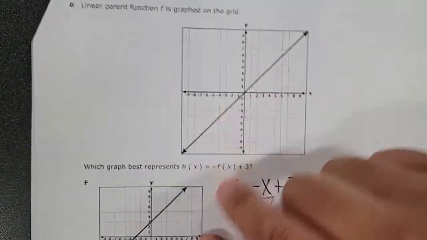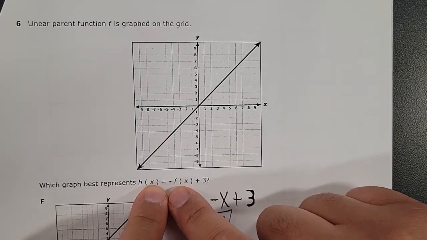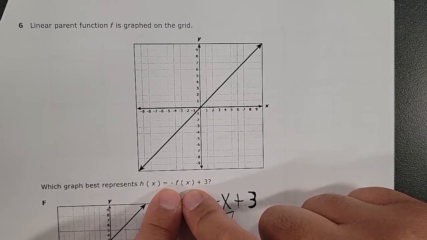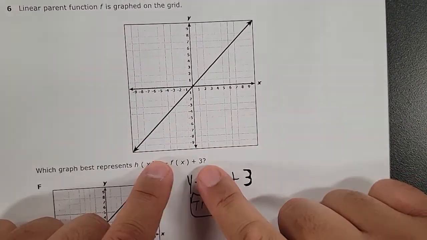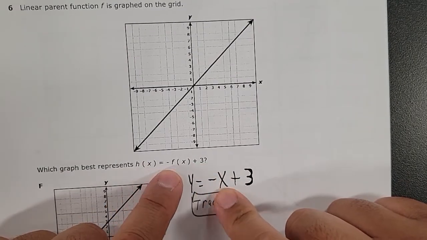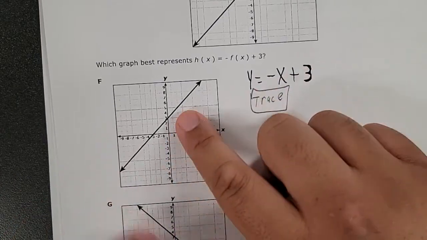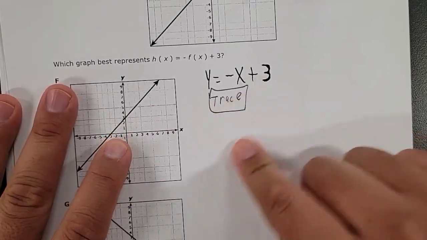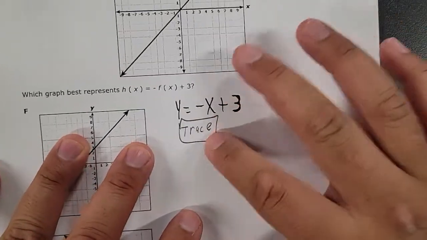All right, and like I said, guys, yours are going to be mixed up, so you can skip around. So which graph best represents h of x equals negative f of x plus 3? Really, guys, you're just going to put it in this format, y equals negative x plus 3. You're going to push trace, and you're going to see which one of these graphs matches this equation. That's pretty simple. Just use your calculator, push trace.